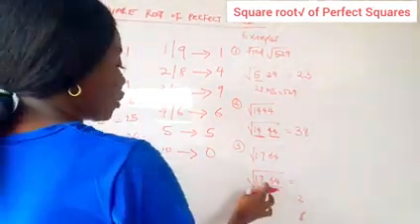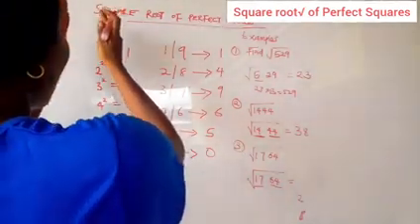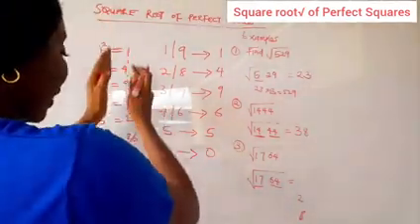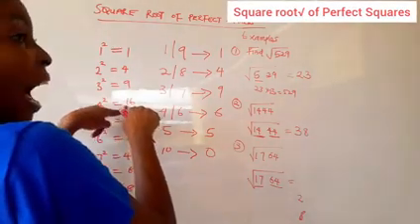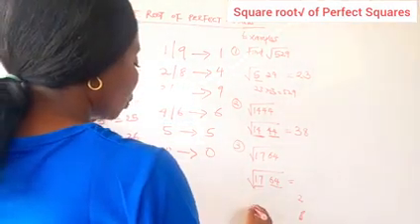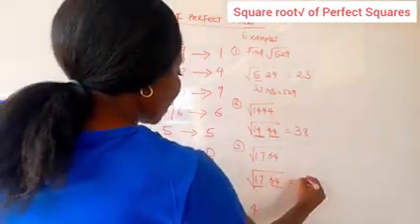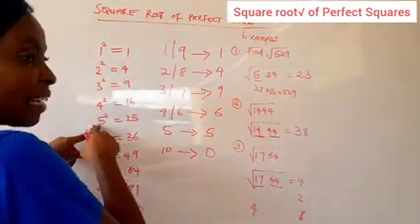All right, so after that you move to the next one, which is what? 17. For the perfect squares of numbers, 17 is not a perfect square, but you get 17 immediately after 16. So this gives us 4 times 4. So we have 4, so it means our first digit is what? 4.